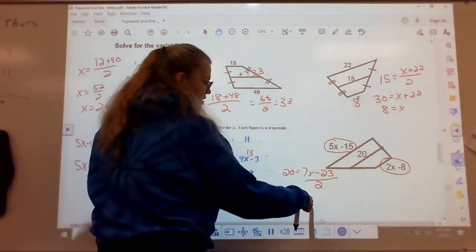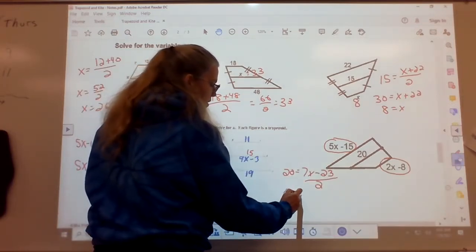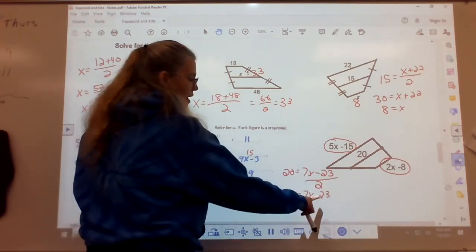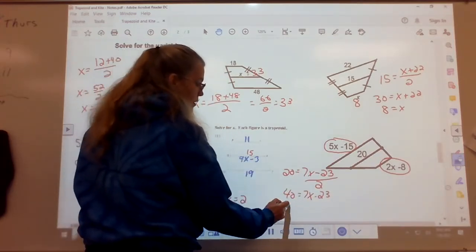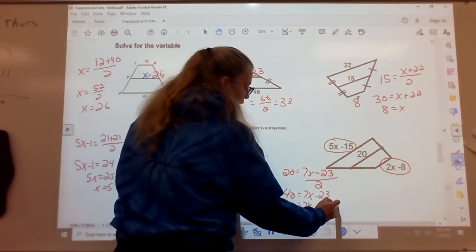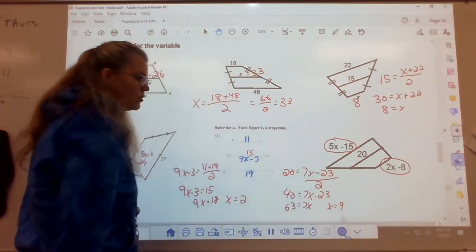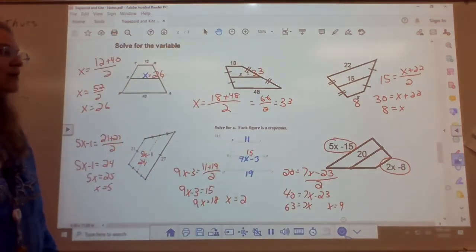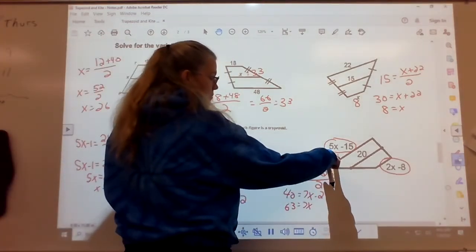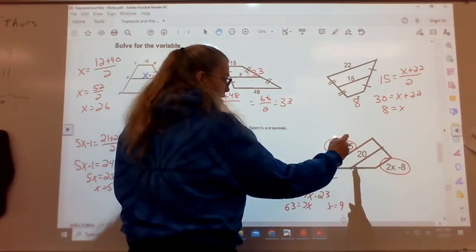To solve this, get rid of divided by 2 by multiplying by 2. So 40 equals 7x minus 23. Add the 23. 63 equals 7x. So x must be 9 because 63 divided by 7 is 9. So x is 9. Now again, I can plug this in and check it. If I plug the 9 in, 5 times 9 is 45. 45 subtract 15 is going to give me 30.